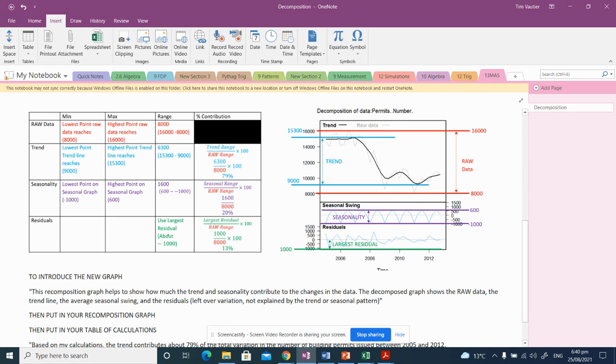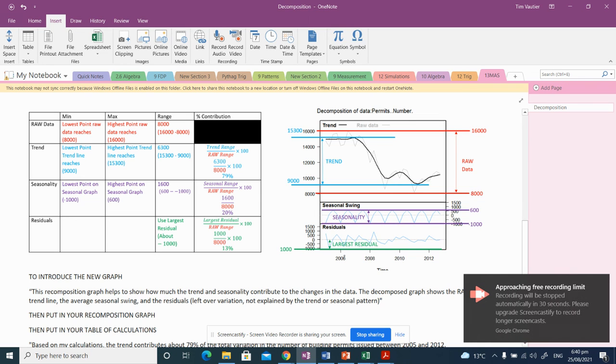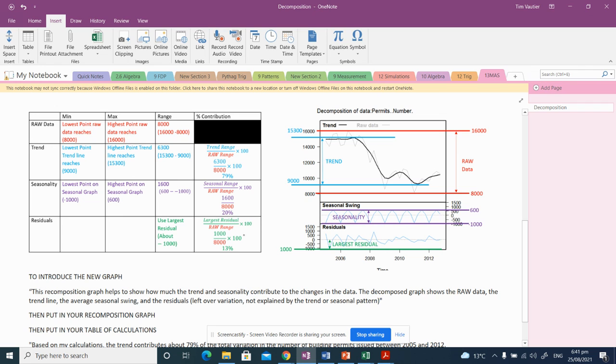So about 20% of the variation, or the change we see, is related to that seasonal pattern or that seasonal swing. Now lastly, we have residuals, and so here we don't do the minimum and the maximum. We try and find the largest residual, and so looking to see where it spikes the highest or spikes the lowest. So in this case, we're about 1,000 below, so that's the biggest change here. And so there's about 13% contribution to the residuals.